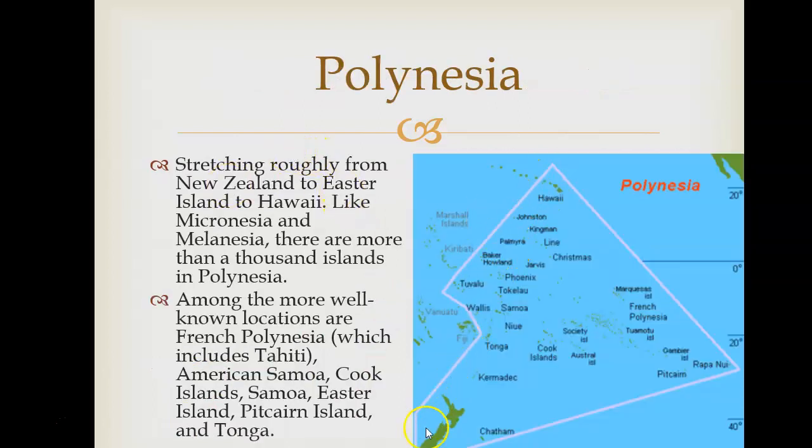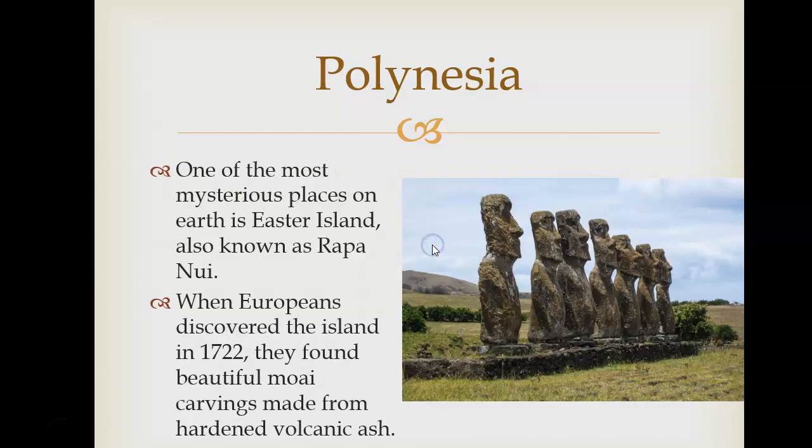Polynesia is this larger area, and you may have heard of some of these different areas. Hawaii is actually part of Polynesia. You have French Polynesia down here, and that includes Rapa Nui, which is Easter Island. It also includes Tahiti, American Samoa, and Samoa. So some of these you may have heard of.